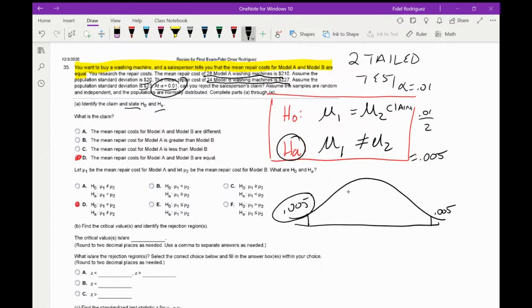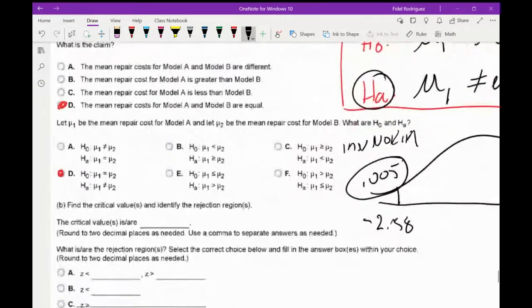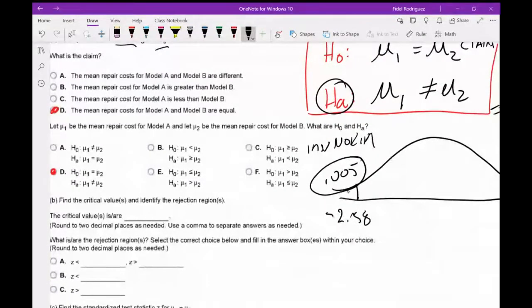Guys, remember how I'm going to find my critical values? I'm going to use my inverse norm. Let me just do that here real quick. Second bars, I'm going to go to inverse norm of 0.005, and I'm coming up with a negative 2.58. And this is a positive 2.58. So when I look at choice B, what are the values? We came up with two of them: one is a negative 2.58, and the other one is a positive 2.58.